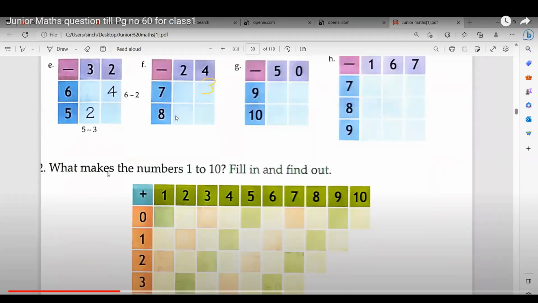Eight minus two. Six. Very good. So 3 and 6. Excellent. Very good. Now tell me here, Veta. What will come here? Here it is 7 minus 4 and here it is 8 minus 2. Very good. Do this one.